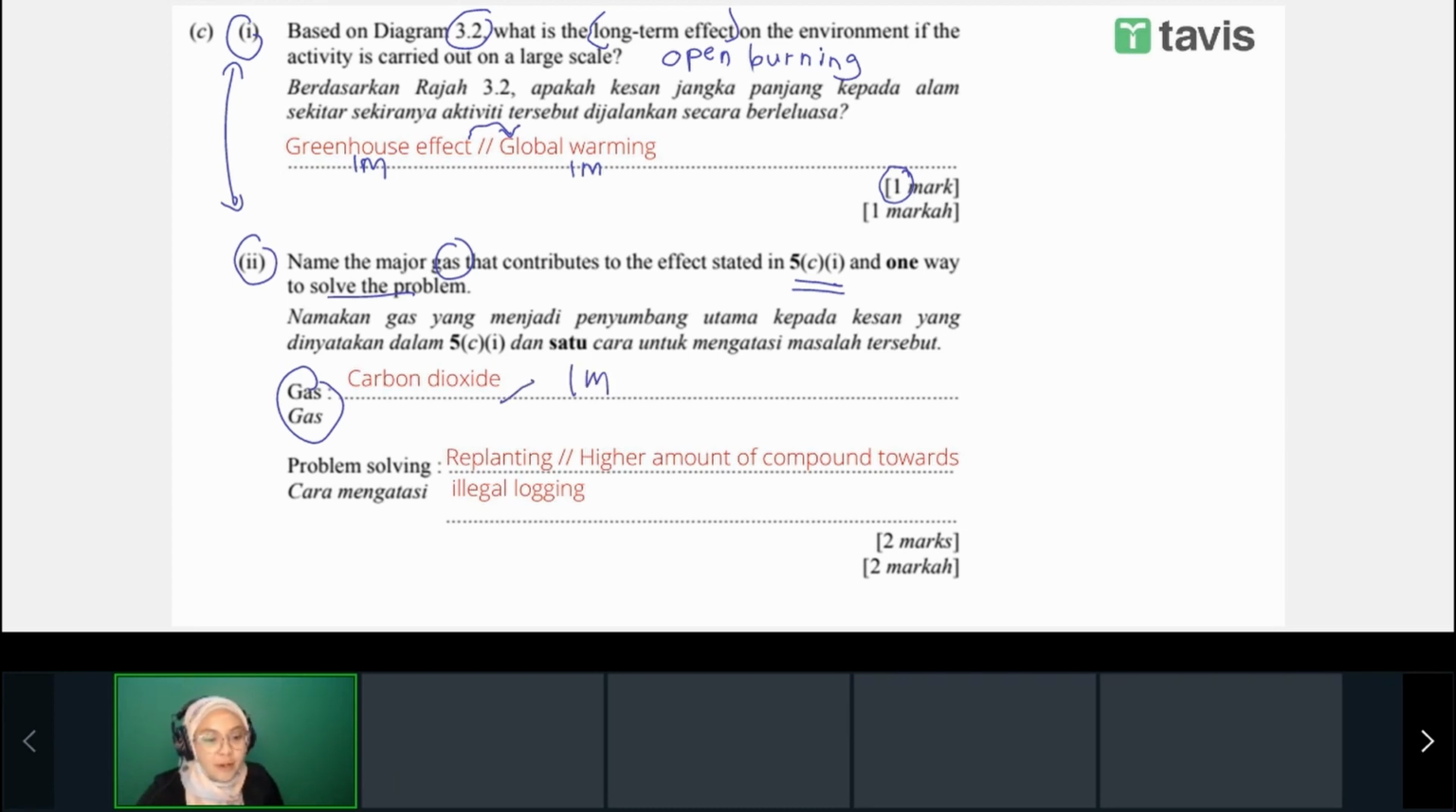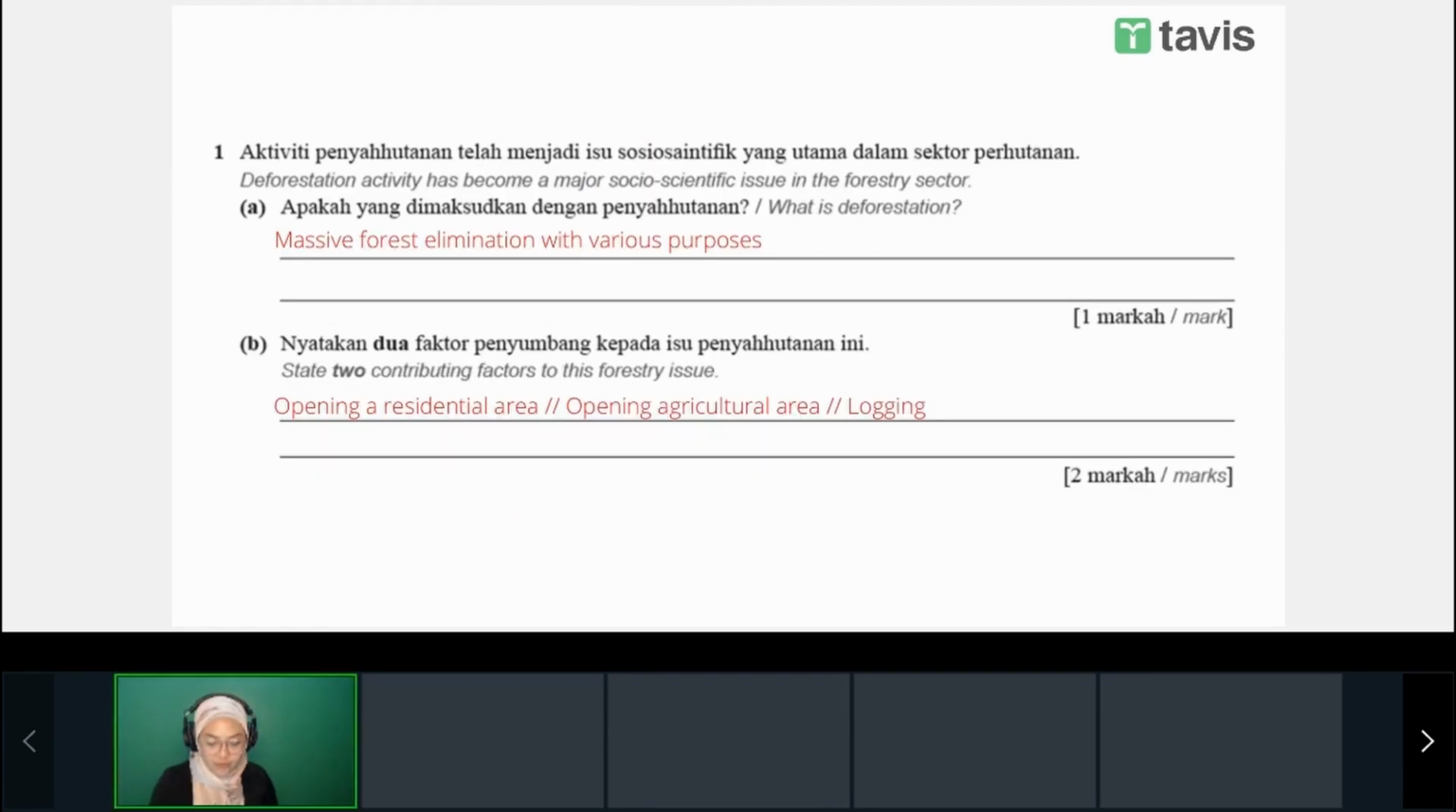And another one, we can solve it by replanting the trees so that the trees can absorb the carbon dioxide back. Apply a higher compound towards illegal logging, okay? Apply a higher fine towards someone who is involved in illegal logging so that they are scared to do it. Okay, another 1 mark over here. Then you're going to get 2 marks. And we finish the first question.